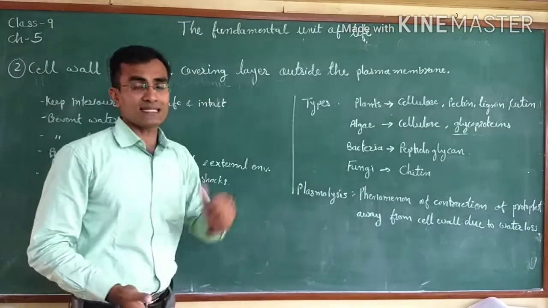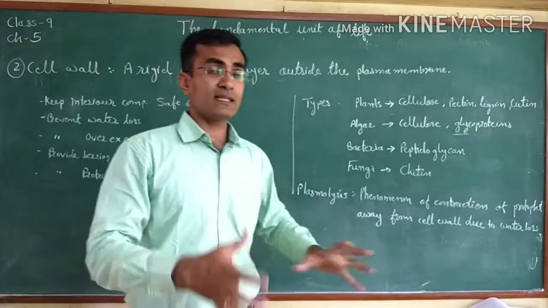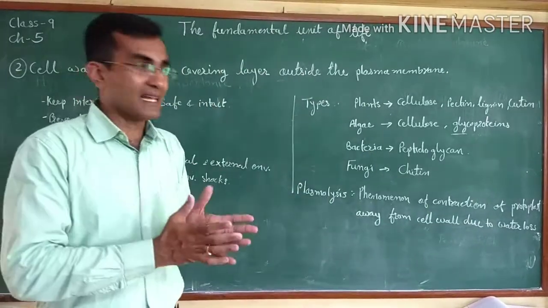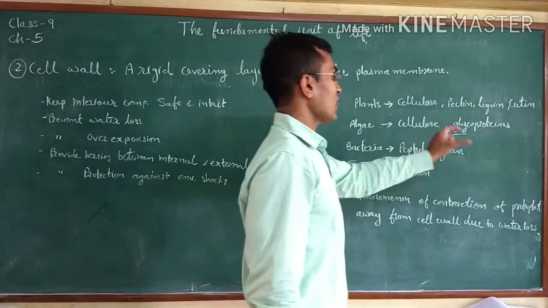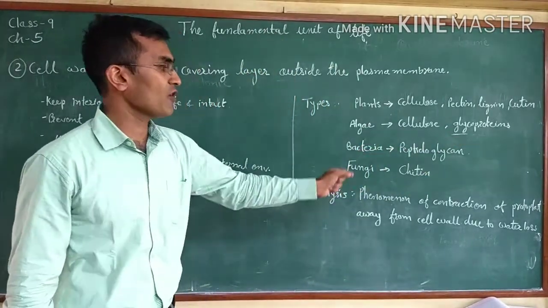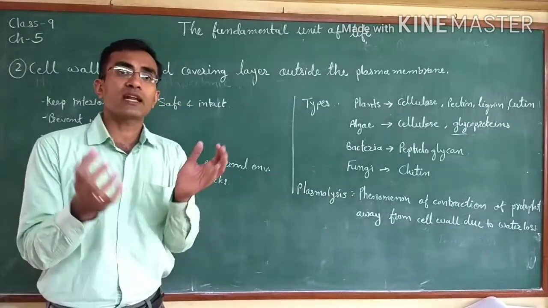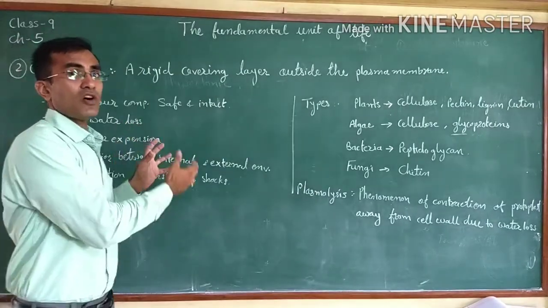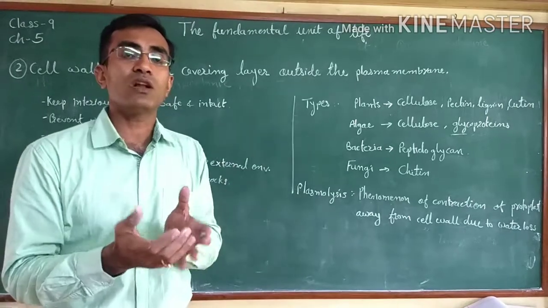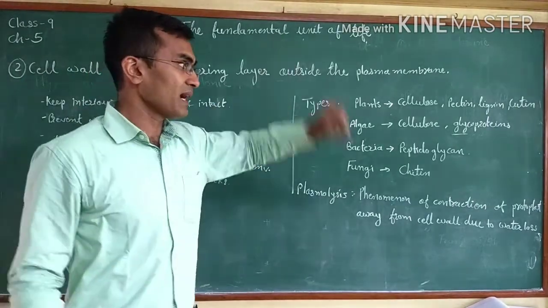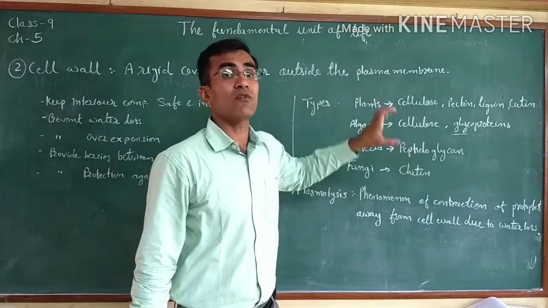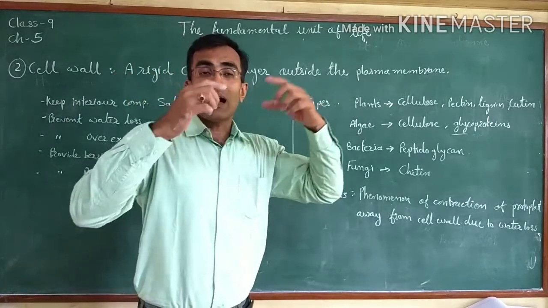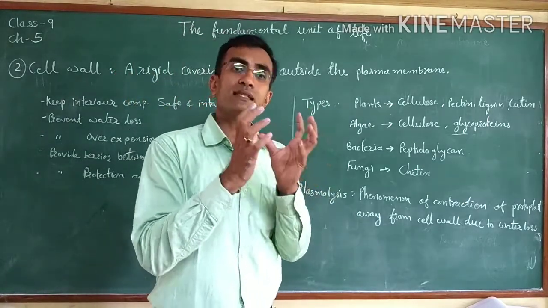Now, plasmolysis. What is plasmolysis? Normally lysis means breaking down, but here plasmolysis is something else. It is the phenomenon of contraction of the protoplast away from the cell wall due to water loss. Due to the contraction, the cell material will come closer. In a cell which does not have a cell wall, the whole cell will shrink. But in cells which have a cell wall, only the inner content will shrink. The outer side, the cell will look the same.